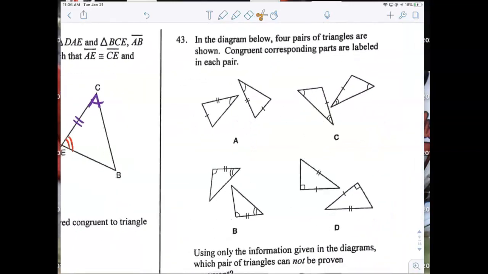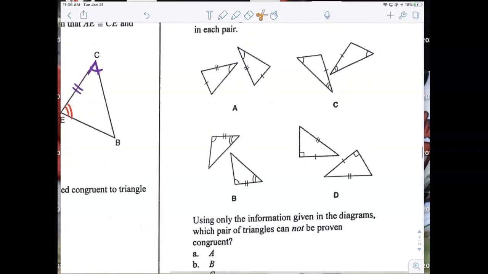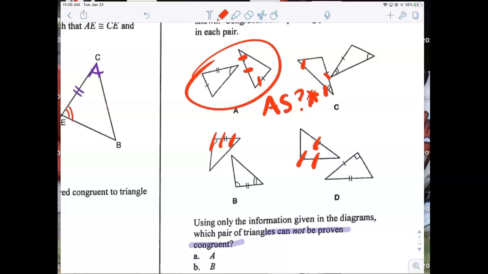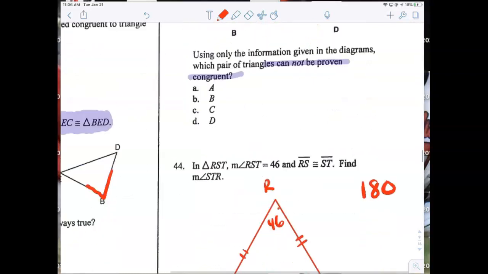And number 43, the question says, based on what's given, which cannot be proven congruent? I'm going to start with angle, side, angle. That works. I'm going to start with a right angle and hypotenuse leg. That works. I'm going to start with angle, angle, side. That seems to work. But here I have angle, side, side. And if I spell that out, no, I better not do that. That is not a postulate, even though some of you still write it down as answers on your quizzes. So because ASS is not a postulate, that is the one that doesn't work.